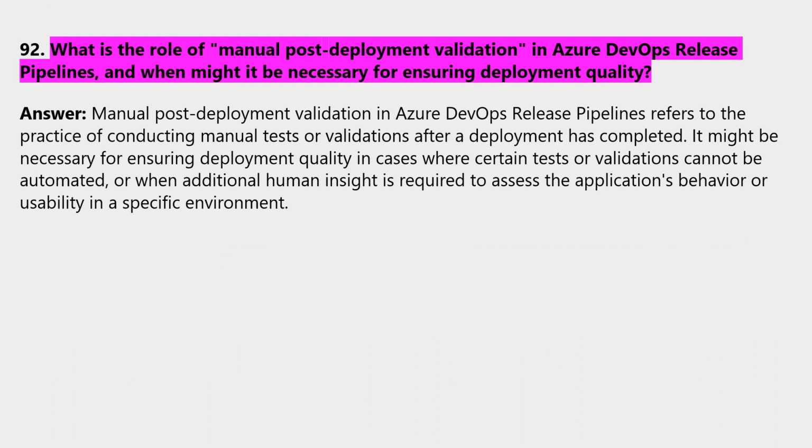What is the role of manual post-deployment validation in Azure DevOps release pipelines, and when might it be necessary for ensuring deployment quality?